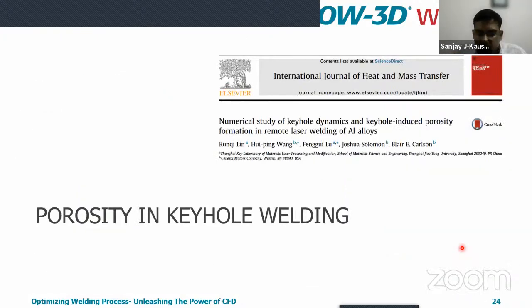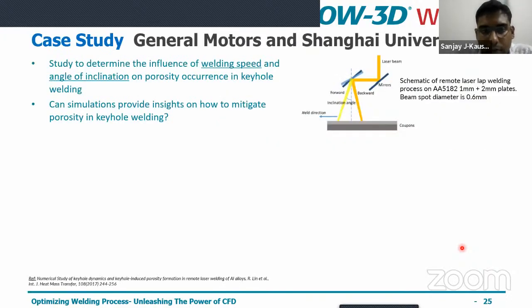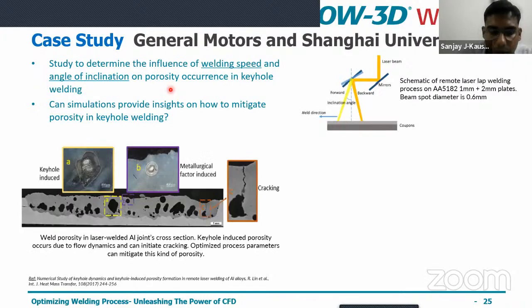And this is one of the most interesting case studies we can see over here. This is actually how do we track why a porosity is forming in a weld, and how do we track it, is something that we are trying to see over here. So this is actually a study from General Motors and Shanghai University in China. The main thing they're trying to see is the welding speed: how does welding speed and angle of inclination affect my process parameters? So that's what they're trying to see.